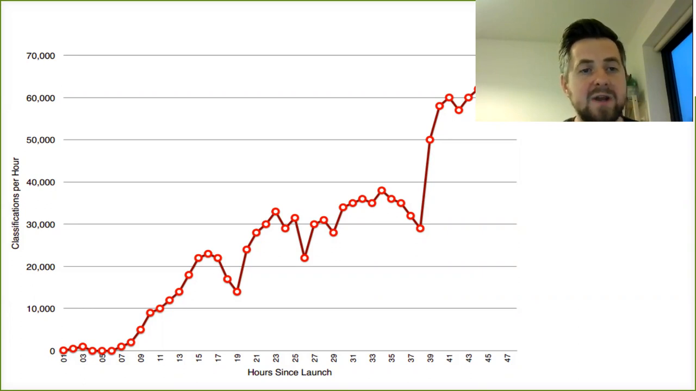So as I say, this plot shows you the first 2 days of Galaxy Zoo, and on the y-axis we have how many galaxies were being classified in an hour. Now remember, Kevin was taking about a week, a really hard working week, 7 days non-stop to do 50,000 on his own. And here we see within 24 hours the crowd online was doing more than that.